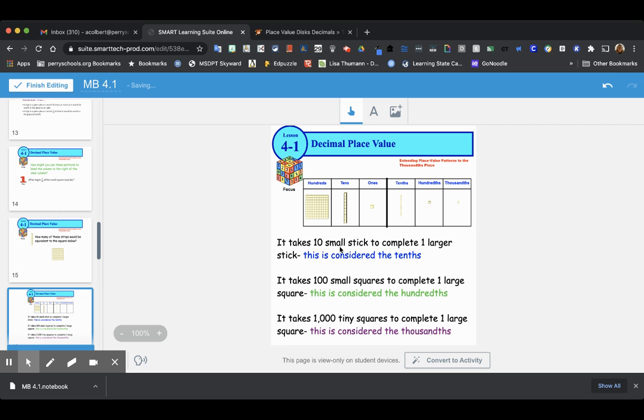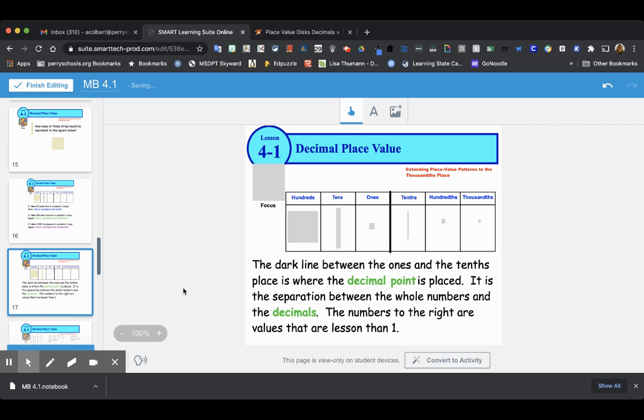So remember, it takes 10 small sticks to complete one larger stick. Okay? It takes 100 small squares to complete one large square. And it takes 1,000 tiny squares to complete one large square. So when we're looking up here, this is what we would consider the tenths. This is the hundredths. And this is the thousandths. They get tiny.